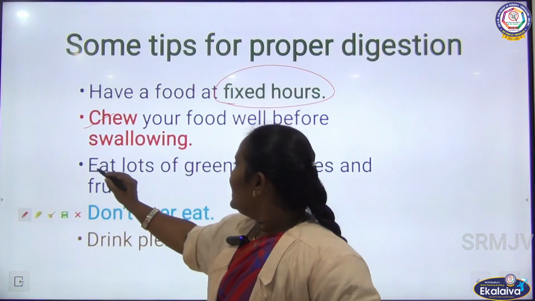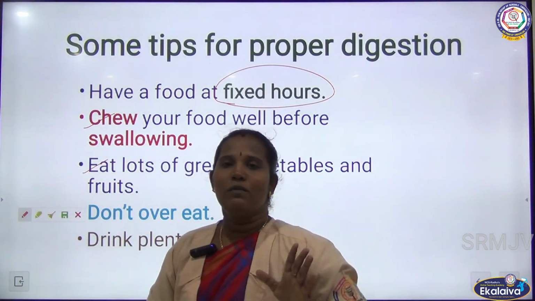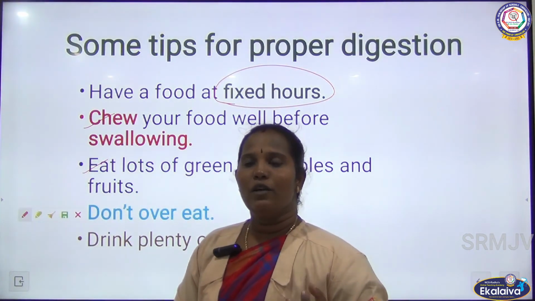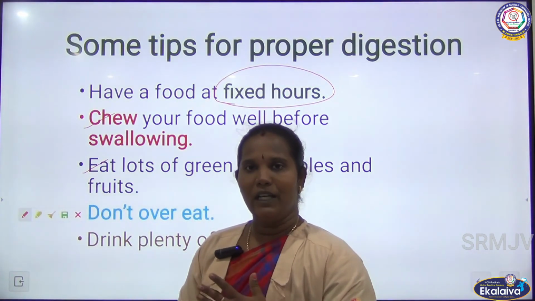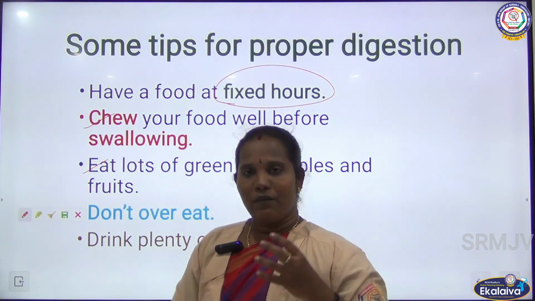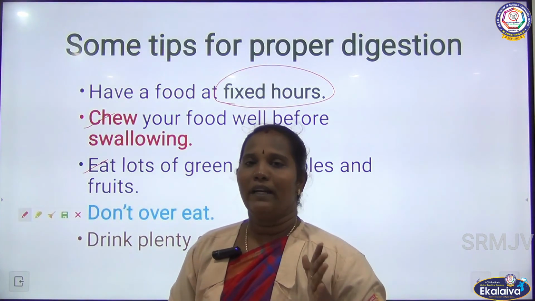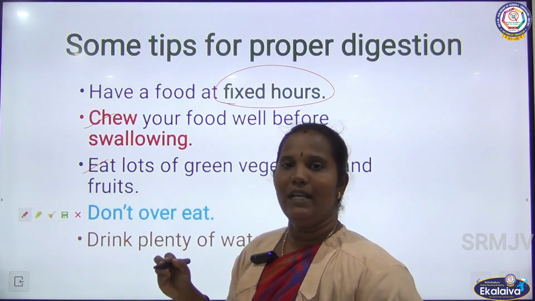Then next one, eat lots of green vegetables and fruits. Green vegetables and fruits have lots of minerals and vitamins. If you are having that food, we will feel healthy. Suppose we do not eat these green things, what will happen? If you are having continuous junk food, our stomach will be affected by other diseases. If you are having fruits and vegetables, we will feel healthy.